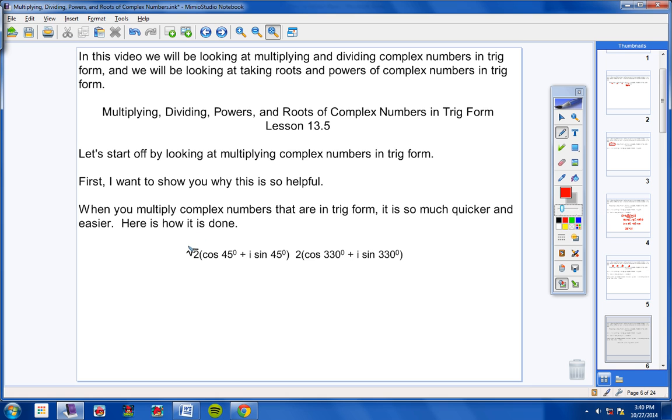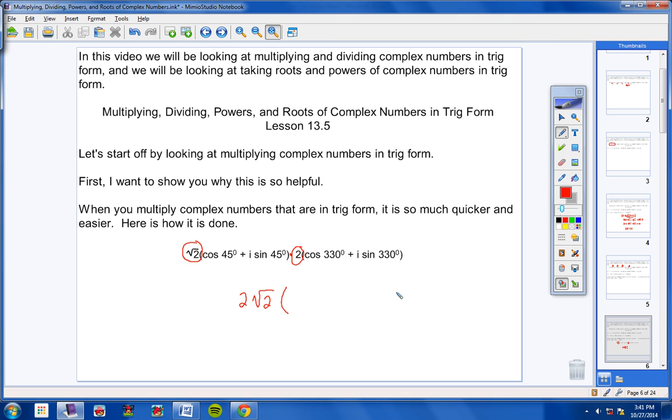Let's multiply these two complex numbers together. Put a little dot right here, I guess. There we go. Okay, now watch how easy this is. It is so simple. Notice how our complex number here is written in trig form, and notice how this complex number is written in trig form. That's so easy. Now, what you do when you multiply these together is you take the hypotenuse here and you multiply it together. That's easy.